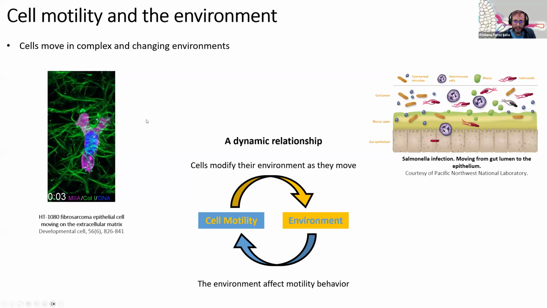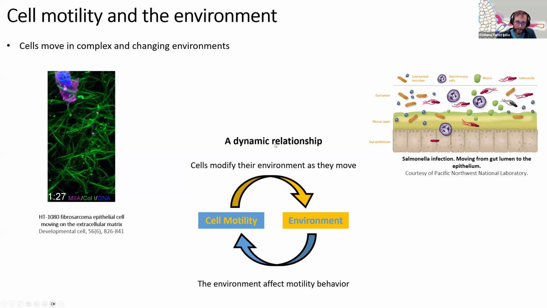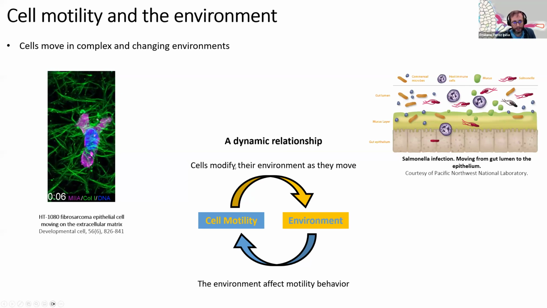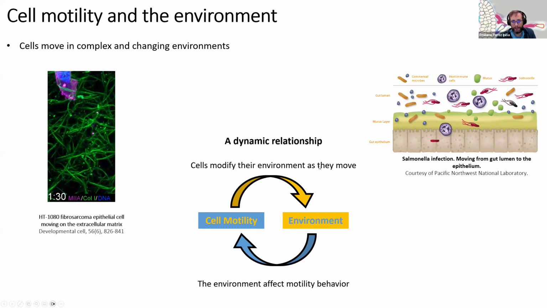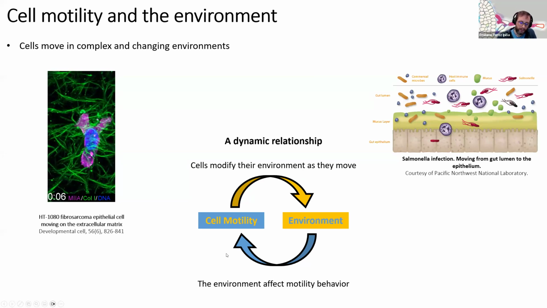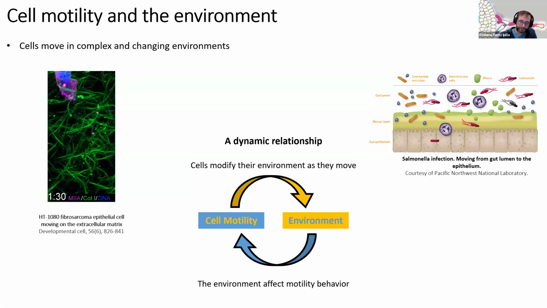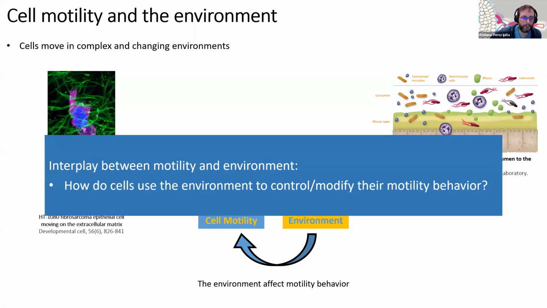So we can see through these examples that there is a dynamic relationship between cell motility and the environment, where cells change their environment as they move, and these changes in the environment can produce further changes in the way the cells behave. And this is what I'm interested in. I'm interested in understanding the interplay between motility and the environment. And in particular, in this talk, the question I would like to address is how cells use the environment to control the way they move.